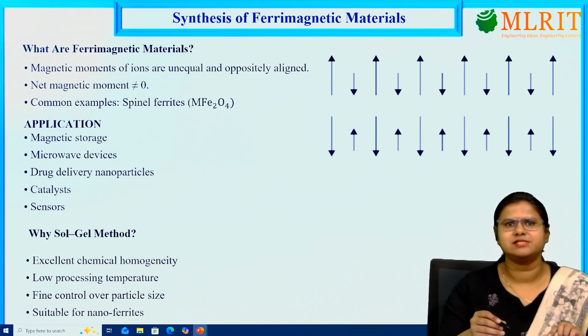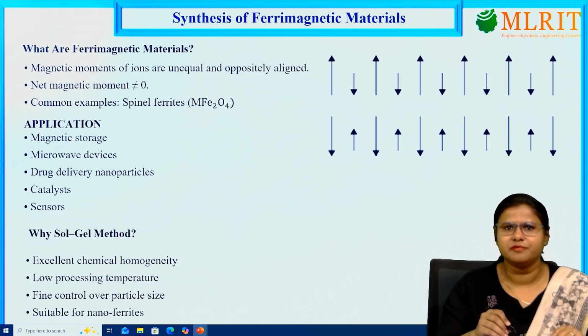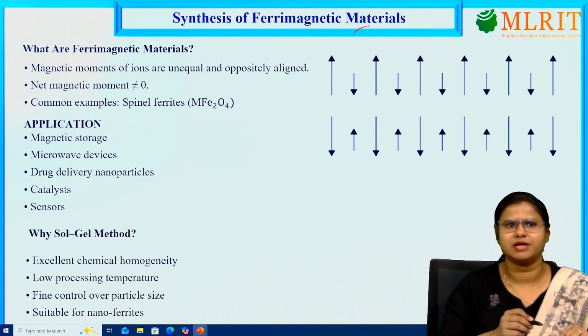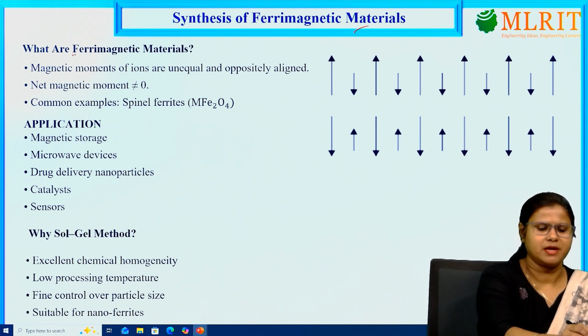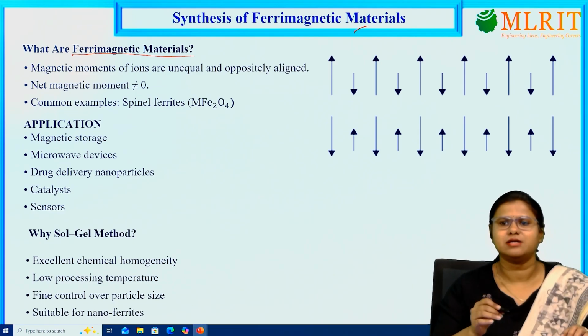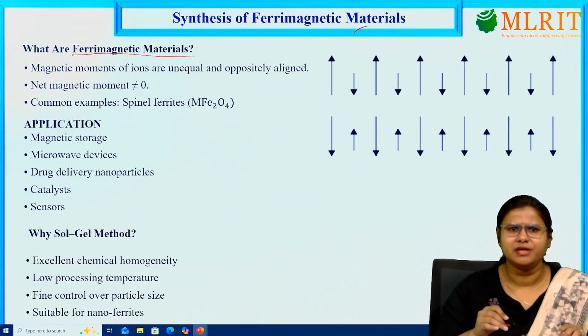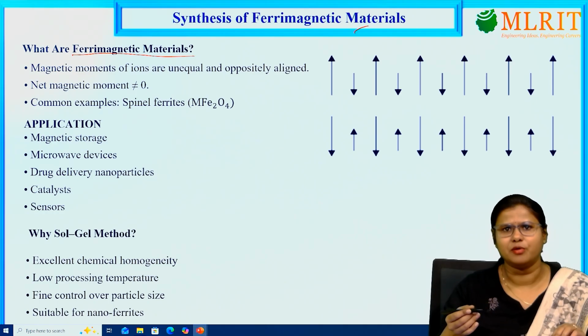Then let's discuss the synthesis of ferrimagnetic materials using this Sol-Gel method. So let's discuss what this ferrimagnetic material is. These ferrimagnetic materials are magnetic materials where the magnetic moments of ions are unequal and oppositely aligned.